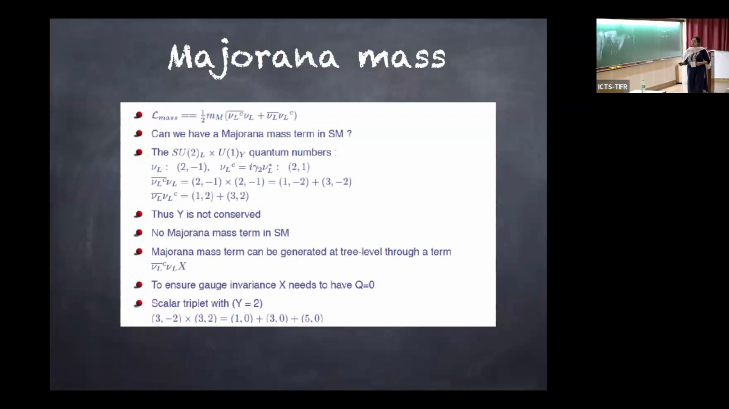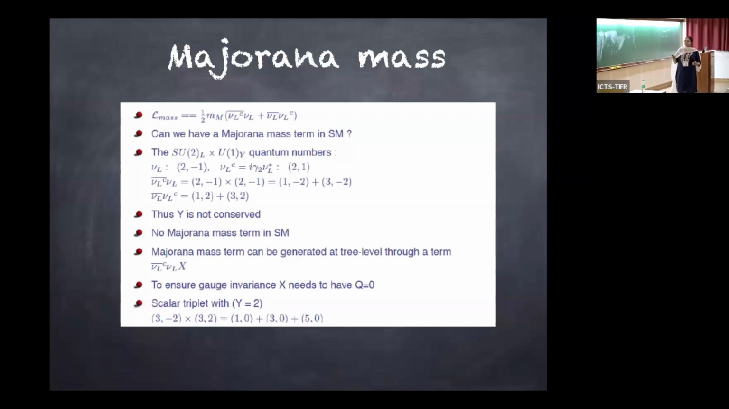What I can do is add another term which has to ensure that Y is conserved as well as SU2 is conserved. Now one option is to add a scalar triplet. So here I have a (3, -2). I can add a (3, 2) with it. So another scalar triplet with Y equal to 2, so that I get this (1, 0), which is my singlet.